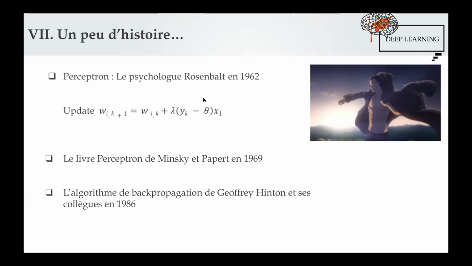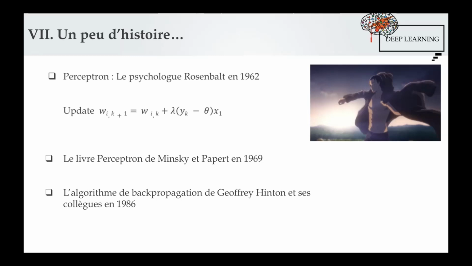Multiplié par X et lambda, c'est ce qu'on appelle le taux d'apprentissage. En 1969, les gens avaient confiance en l'IA, au réseau de neurones. Mais en 1969, Minsky et Papert publient un livre qui s'appelle Perceptrons. Et à travers ce livre, ils montrent que cet algorithme ne converge pas.